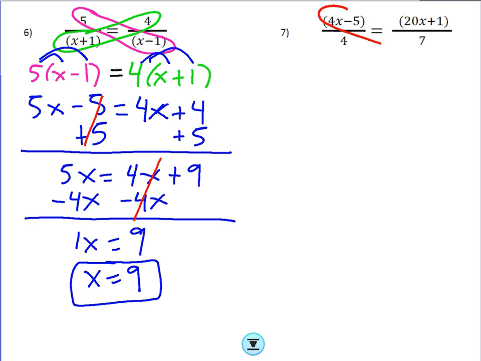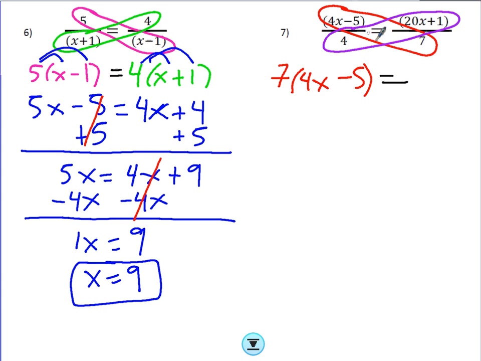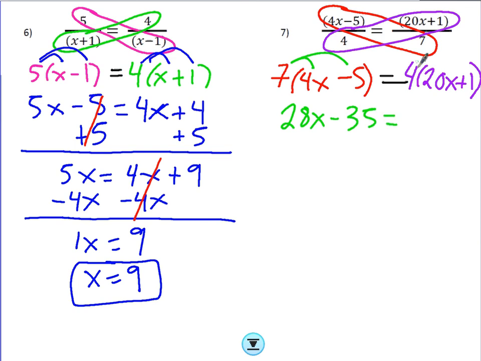All right, last problem, cross multiplying. We've got 4x minus 5 times 7, or 7 times 4x minus 5. Makes it easier to distribute when I put it like that. And then 4 times 20x plus 1. Distribute here. 7 times 4x is 28x. 7 times negative 5 is negative 35. 4 times 20x is 80x. 4 times 1 is 4.